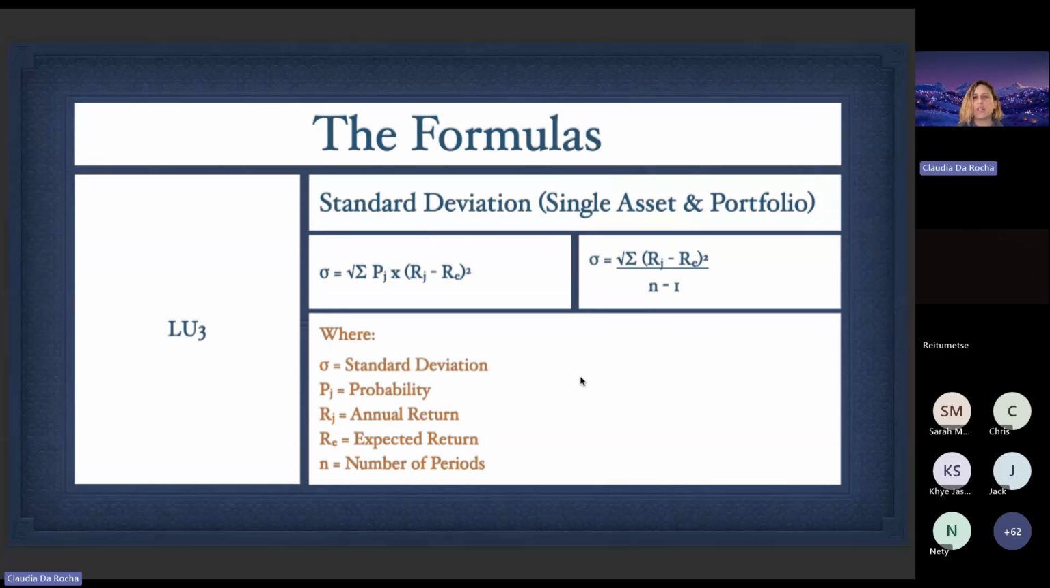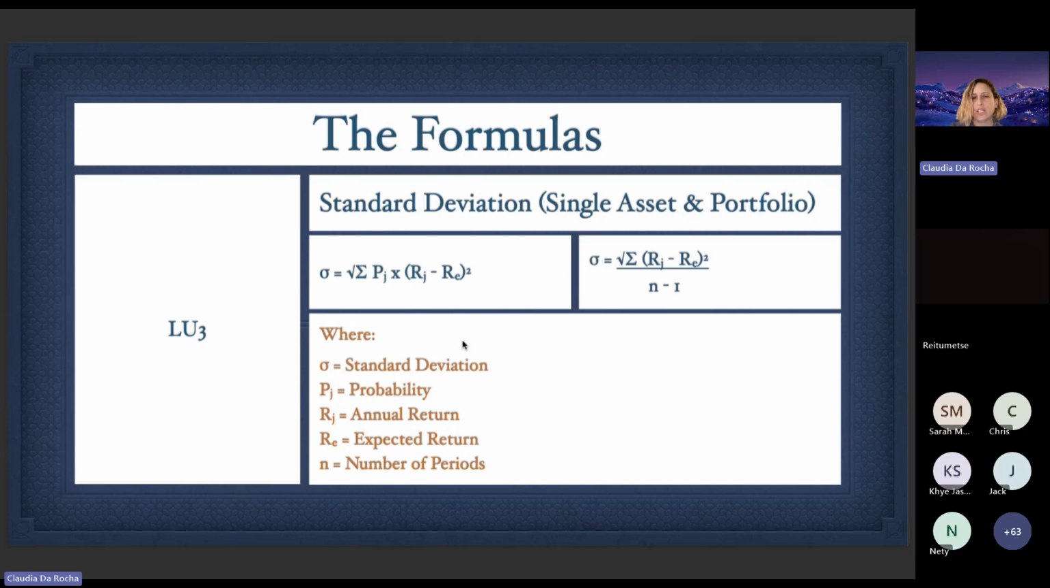Then we have standard deviation for a single asset and portfolio. There are two formulas used for either a single asset or a portfolio of assets. Generally, the second formula on the right with the N minus 1 underneath is used for a portfolio of assets, and the one on the left is for single assets, but they can be used interchangeably depending on the information provided. Obviously, if you have probabilities, you can use the one on the left. If you don't have probabilities, you can use the one on the right. So it really does depend.